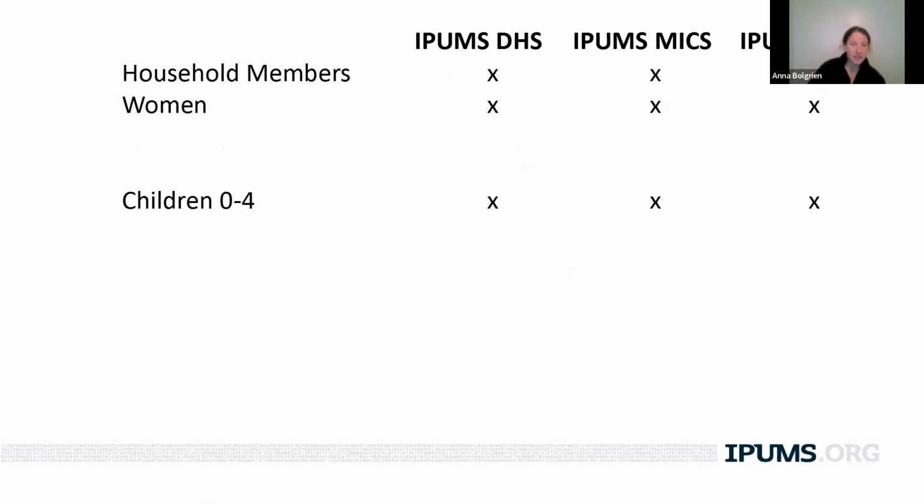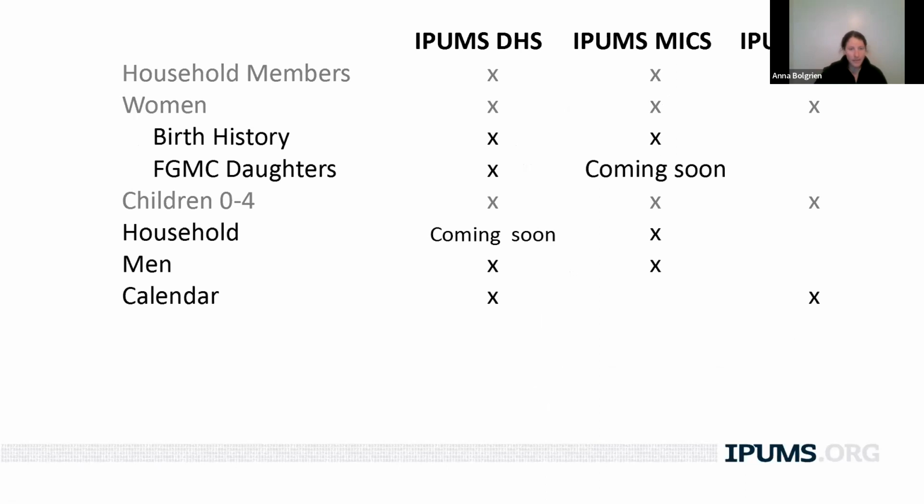There are also key differences in the availability of units of analysis and the topics that are covered. Each of the three IPUMS Global Health data collections has data on women, household members, and children, though the specific topics do vary. Some of the features are found in 2 out of the 3 collections. For example, the birth history is found in DHS and MICS, and female genital cutting and mutilation is found in DHS and MICS, while the calendar data is found in DHS and PMA, but not in IPUMS MICS. So again, these differences might matter to your specific research question.